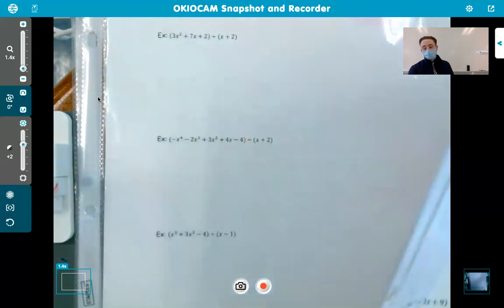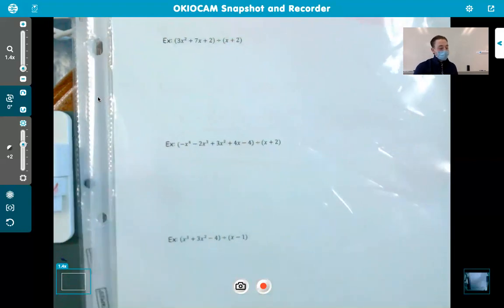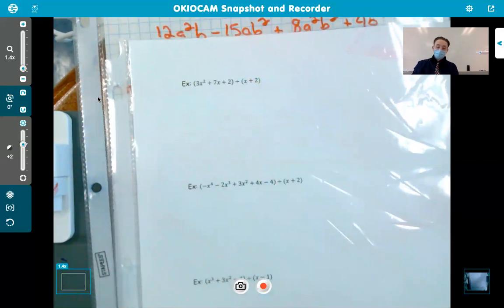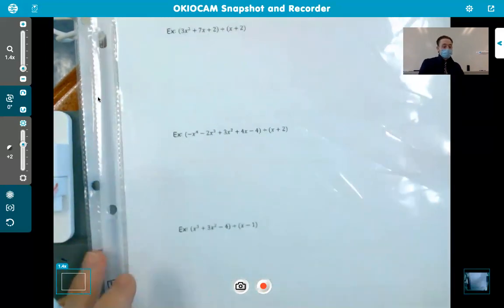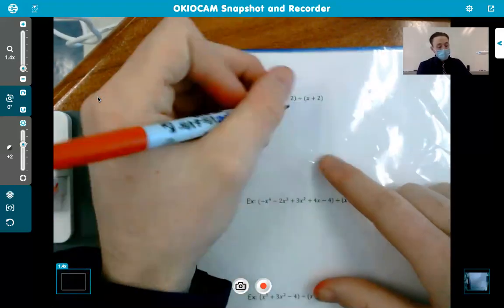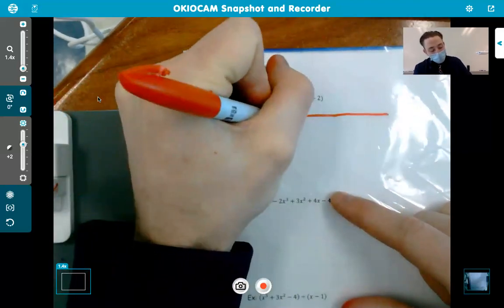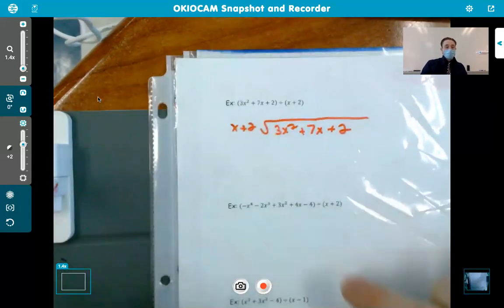Let's do an example together here. We'll do this first example here. We'll do long division. The second example, or another example down here, we'll do synthetic division. Okay. So this first one here, we'll do long division. We have x plus 2 dividing into 3x squared plus 7x plus 2. Okay.